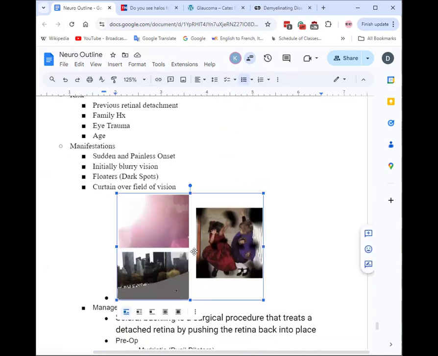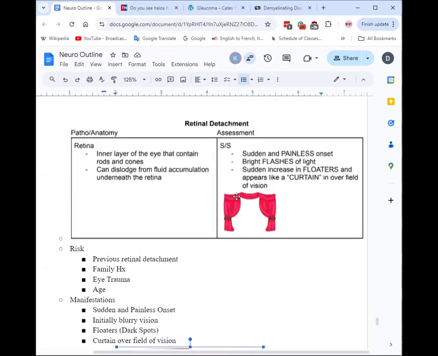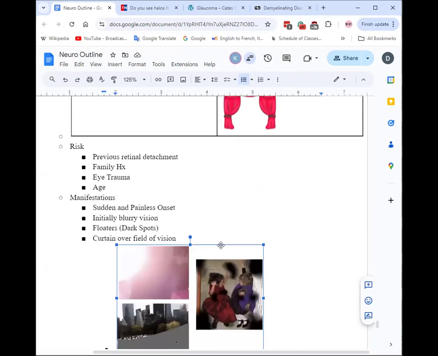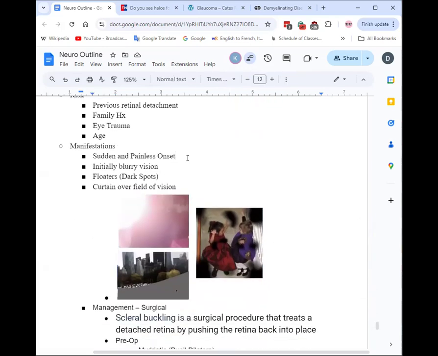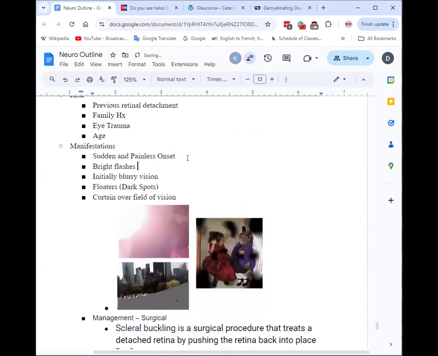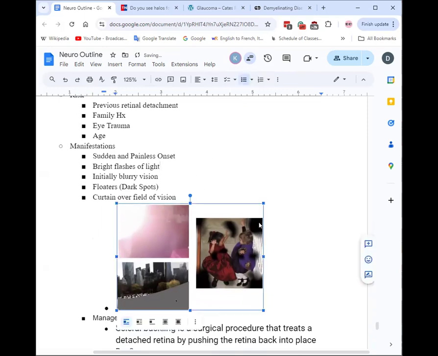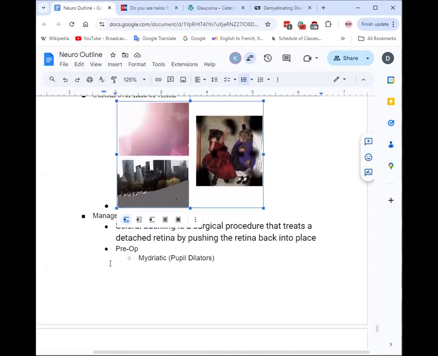You'll see dark spots or floaters. So this one picture kind of has everything. It has the curtain over the field of vision. It has the floaters there. It's kind of like blurry vision and stuff. Bright flashes of light, that's another one, kind of shown in the first picture. This picture kind of has it all. It has the floaters, has the curtain vision here. It has the flashes of light.